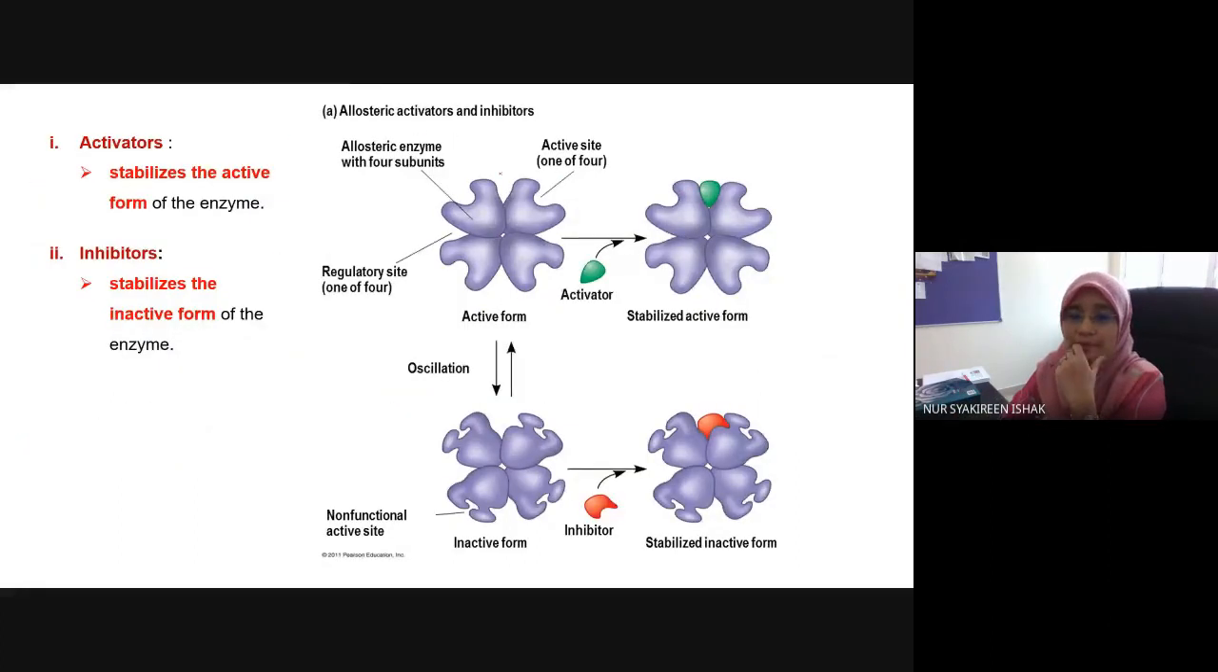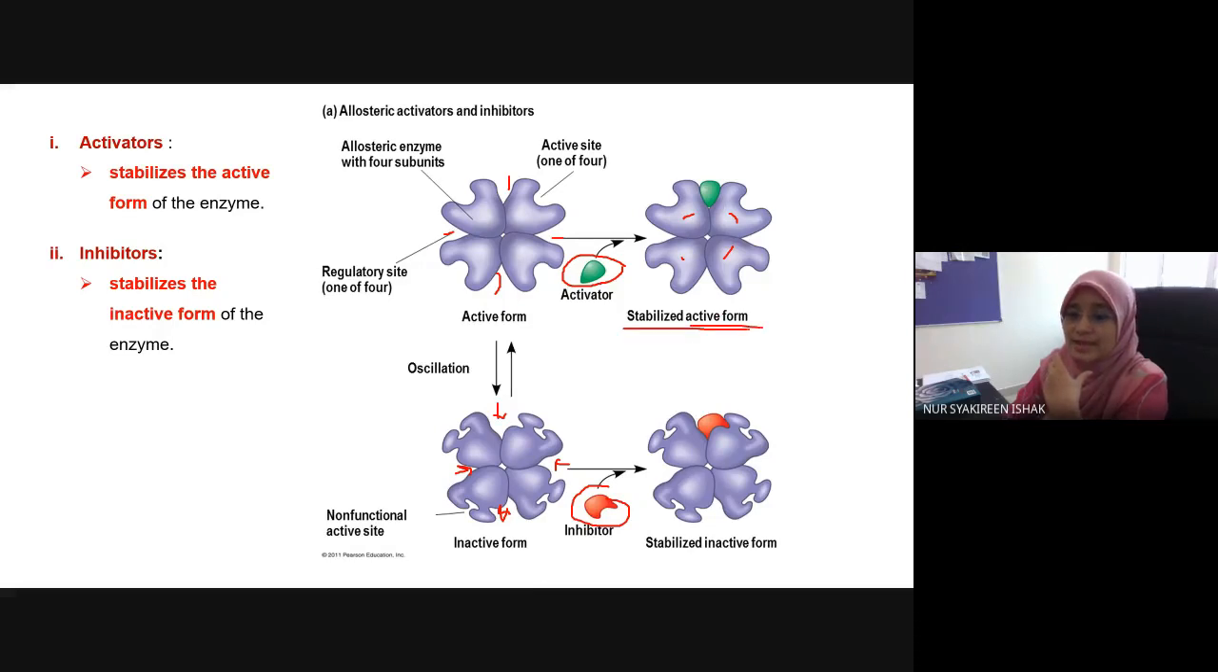So for every allosteric enzyme, they will need only one activator or only one inhibitor. Although they have several allosteric sites, you only need one activator to bind to one of the allosteric sites and cause all of the subunits to be in the active form.